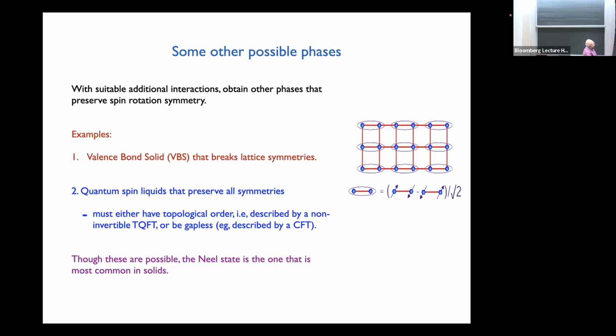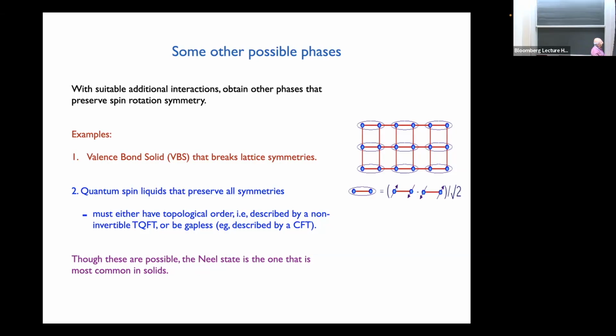So the spin singlet state is invariant under SO(3) spin rotation. But this pattern of arrangement of the singlet bonds breaks lattice symmetries. For instance, if I translate this pattern by one unit to the right, I get a different pattern. Or I can rotate the pattern by 90 degrees, and I get a different pattern. So it breaks lattice symmetries but preserves spin rotation.